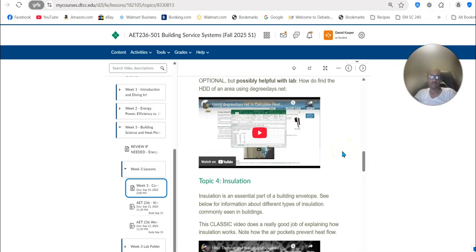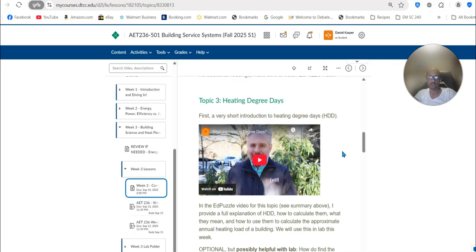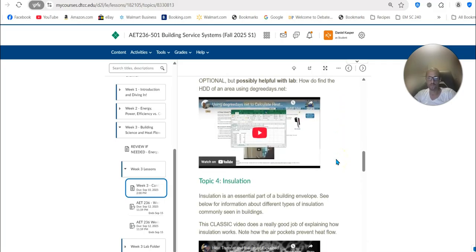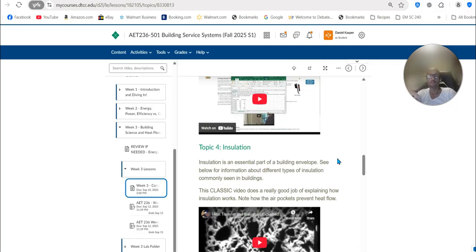Then with heating degree days, we'll use this in lab, but it's basically a measure of how much heating is needed throughout a typical heating season in a climate. So this is based on your location. Every location has its own heating degree days, or HDD. This value is pretty easy to find, and you'll use it in your lab this week. The higher the HDD, the colder the climate, because you need more heating. So higher HDD means you need more heating.